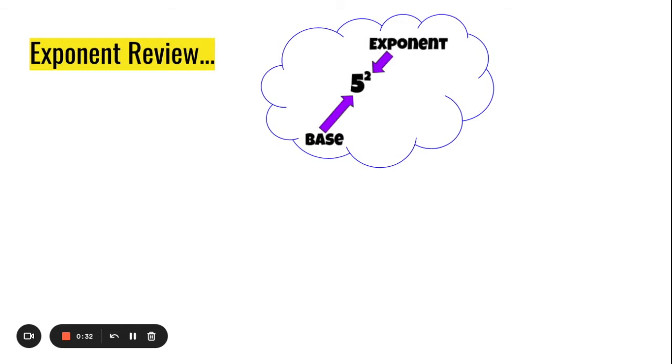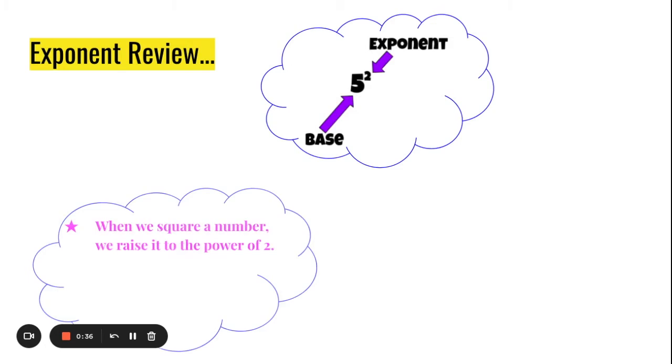Before we look into square and cube roots, let's review some exponents. So we've got our base number, and then our exponent is a smaller number raised above it. And when we square a number, we raise it to the power of 2. So 5 squared means 5 times 5, which is 25.